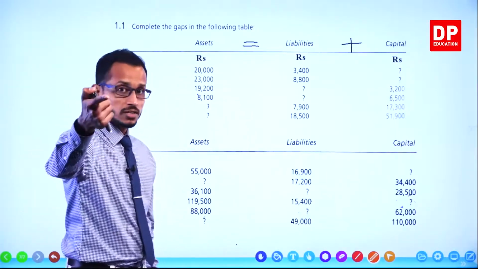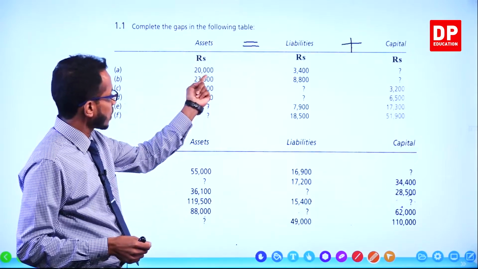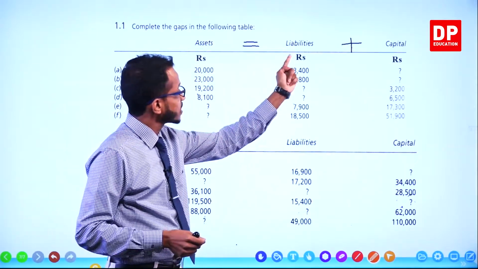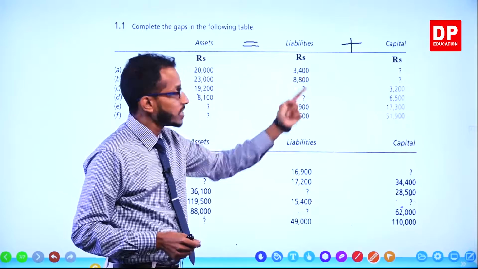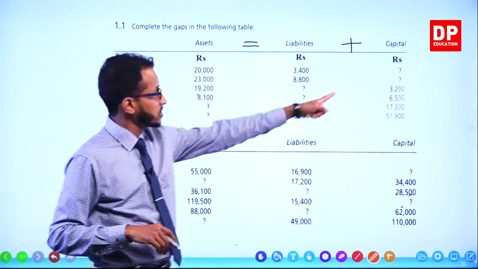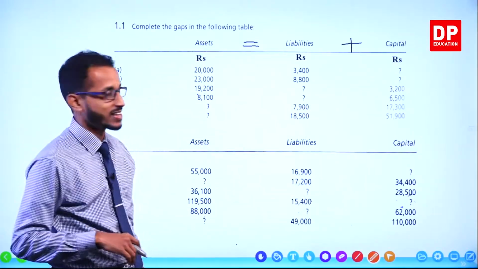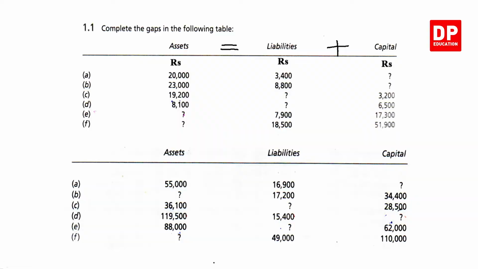Tell me now, it's your turn. If assets are 20,000, out of that 3,400 is liabilities. How much is the capital? How much? 16,600. Okay.